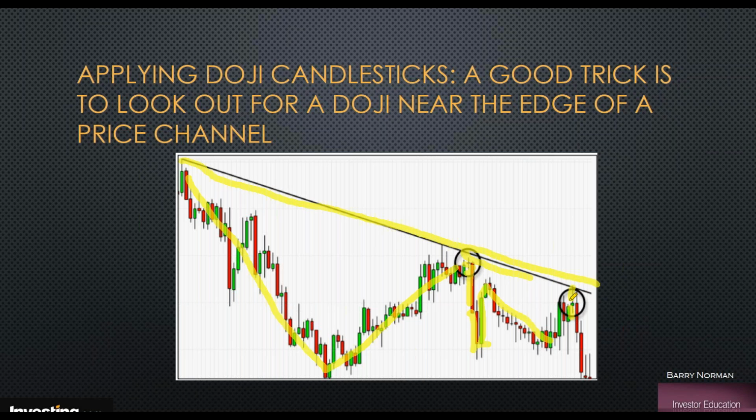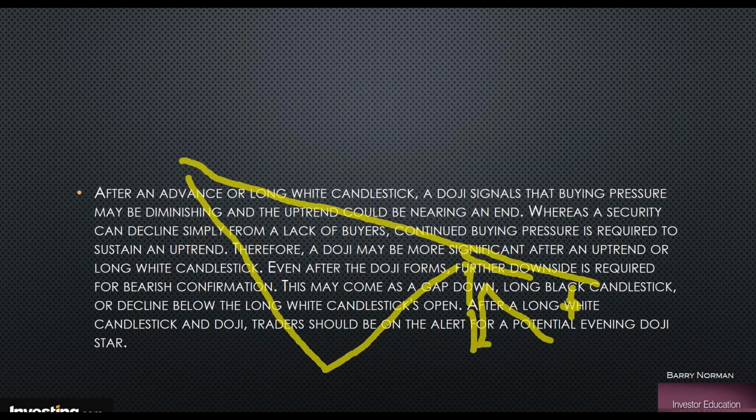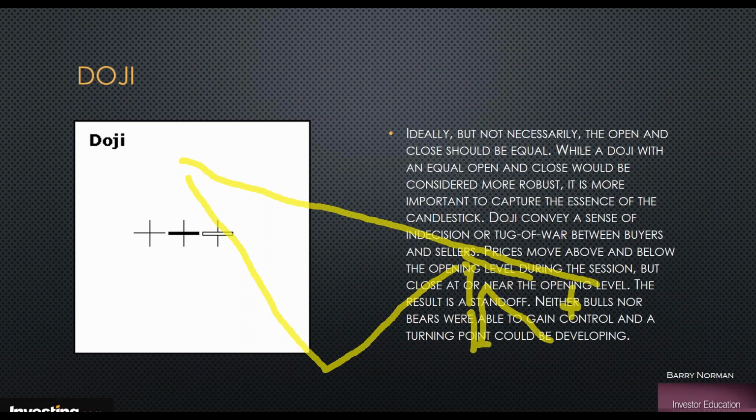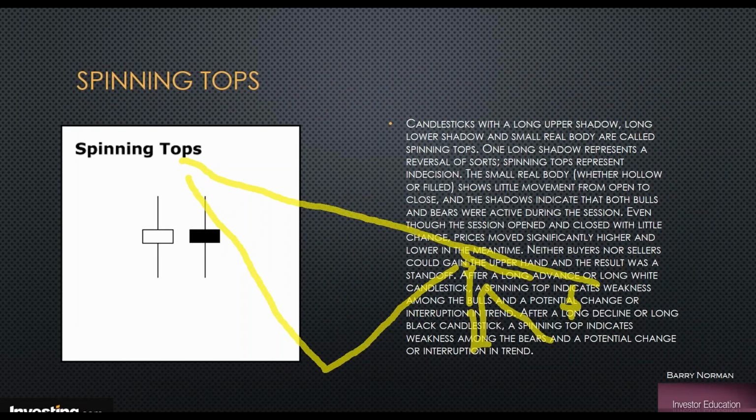or can somebody tell me what this is? It's got a smaller body and a small up and down. What is that on a chart? Remember? We had a doji or we had a spinning top.